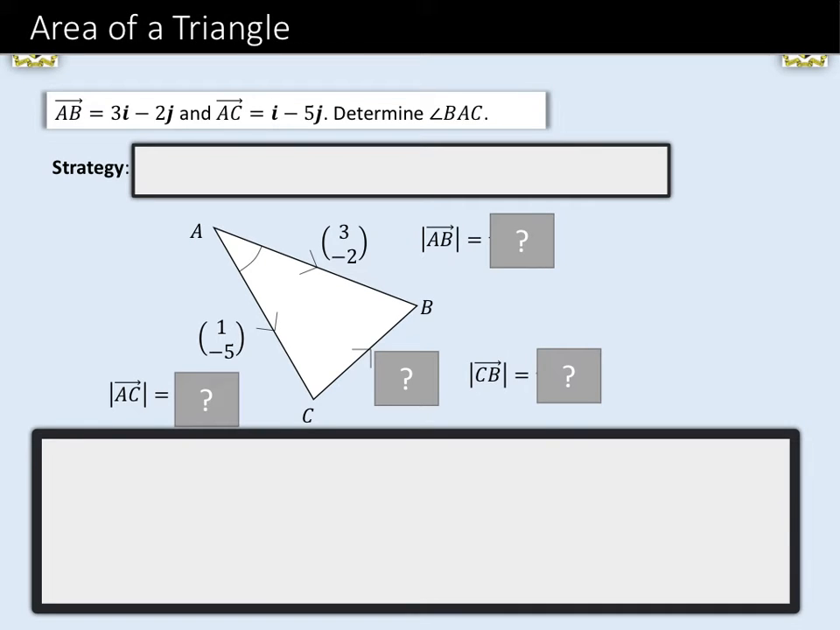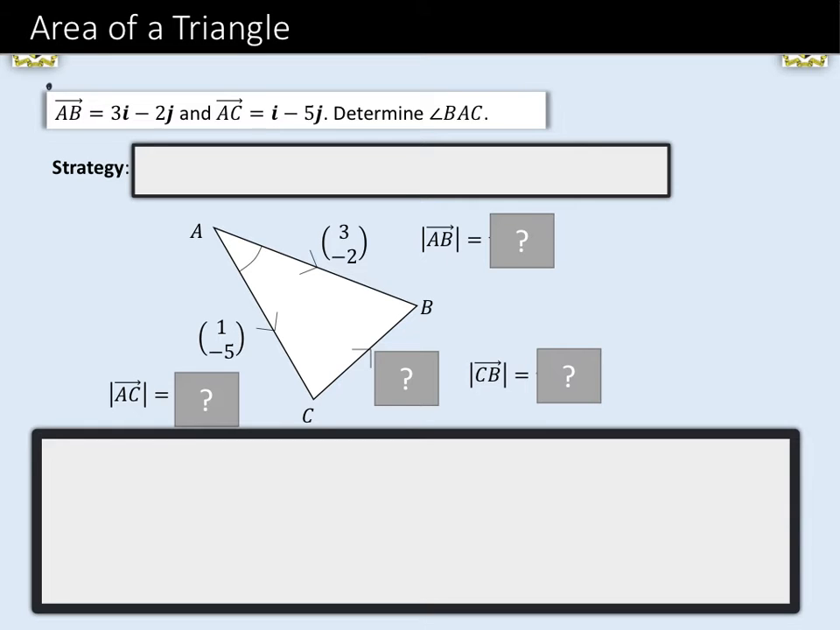Okay, so now we're going to look at how we might involve angles or perhaps areas of triangles as well. On this question, let's say we want to figure out the area of triangle ABC. To start off, it says that the vector from A to B is 3i minus 2j, so that's this vector here. The vector from A to C is i minus 5j, so that's there. And it wants us to find the angle BAC. If I trace it out, it's this angle here that I need to find.